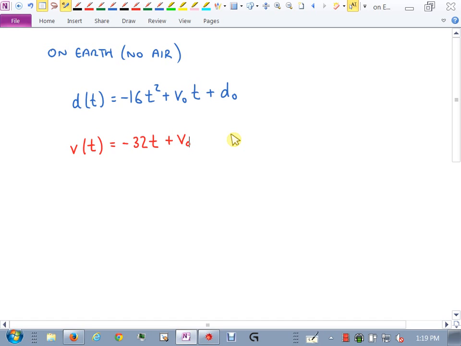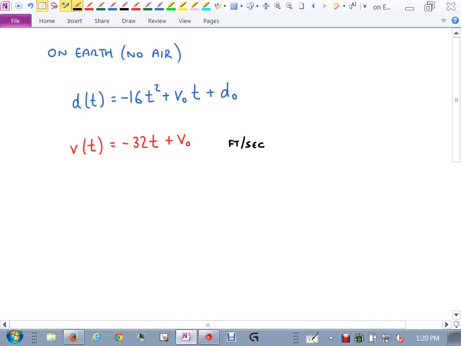So on Earth, if you drop an object, its velocity, its speed at a given point in time is negative 32 times t, the amount of time it's been falling, plus the initial speed. Now the initial speed, remember, I said you could just let it go, you could throw it up, or you could throw it down. This is measured in feet per second.